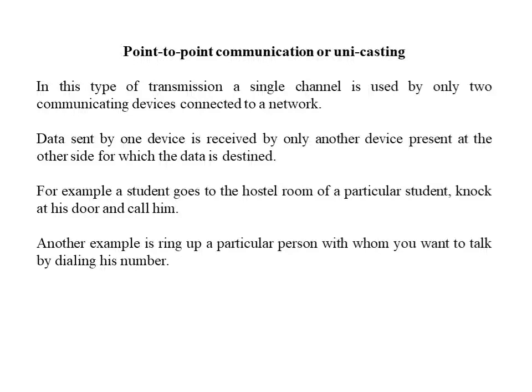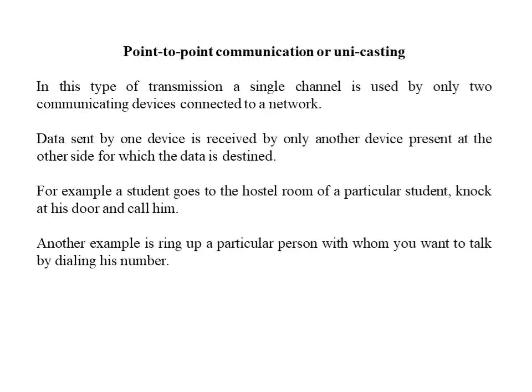Now, another type of transmission technology is point to point. It is also called unicasting. So in this type of transmission technology, a single channel is shared by only two communicating devices connected to a network. So data sent by one device will be received by another device present at the other side, for which the data is destined.